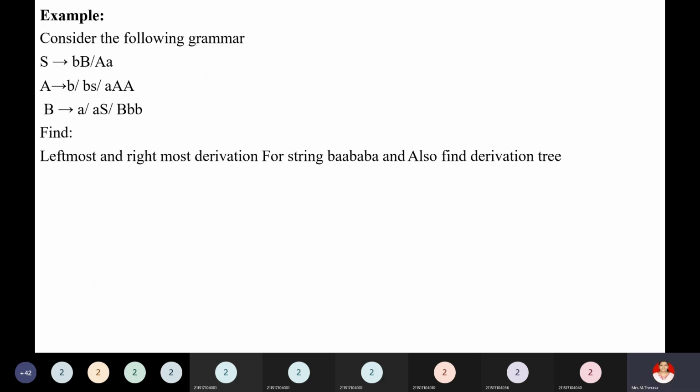Okay, the next one. Consider the following grammar. S tends to BB, AA. A tends to B or BS or AAA. B tends to B, BS, BBB. You need to find out the leftmost and rightmost derivation for the string ABB, BA. And also you need to draw the derivation tree.